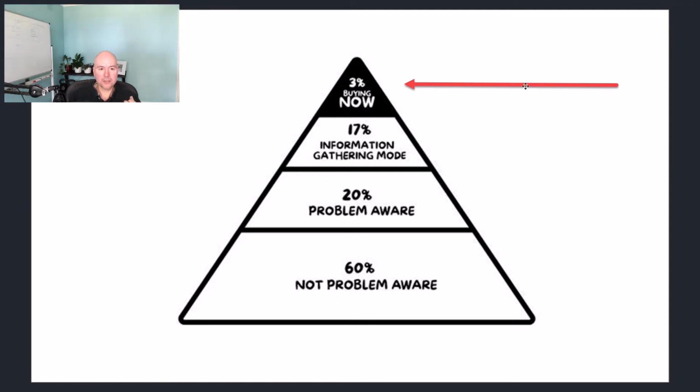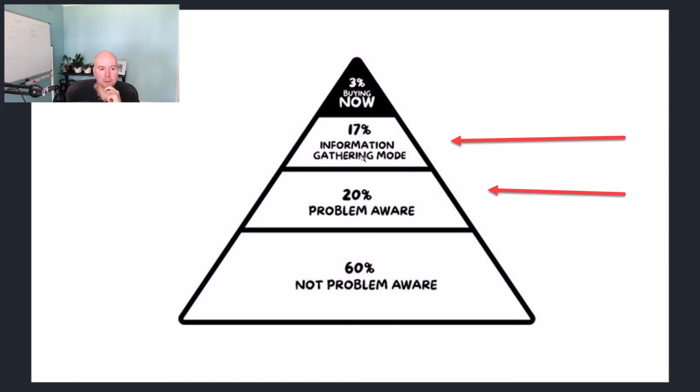So what you can do instead of focusing on that 3% is look at these 2 sections here. We've got 17% of your market who are actually aware they've got a problem and are looking for information about it. They're out there actively searching on Google, asking how do I solve this problem? That's where you can pull them in and draw them in.